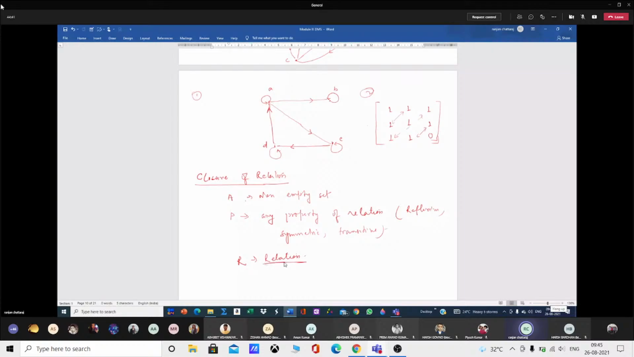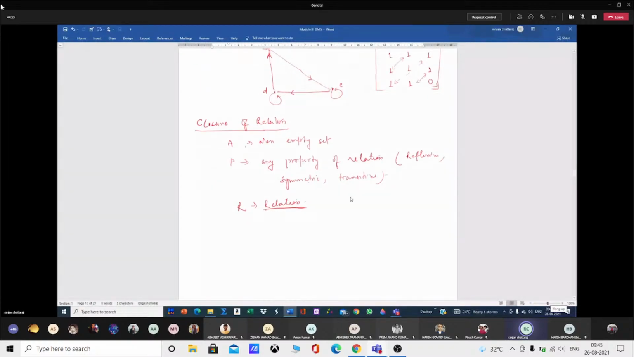Now these relations may or may not contain any of these properties. May or may not. Okay, clear. Definition is not so important. Understanding is very important. So a relation may or may not contain any property. Suppose we consider that this relation will not contain the reflexive property.